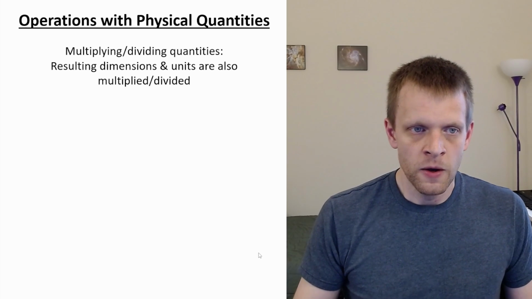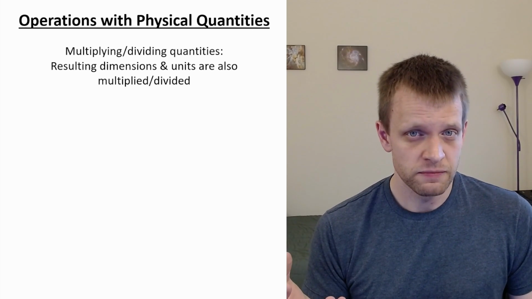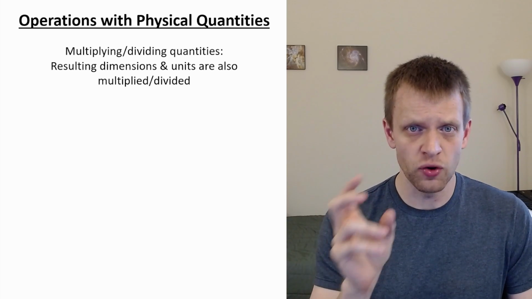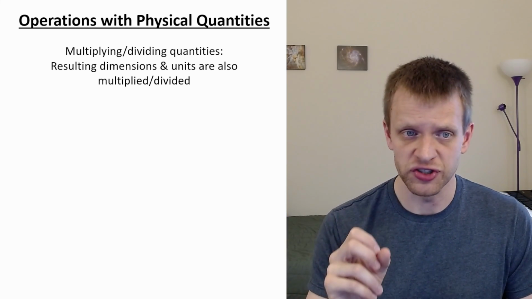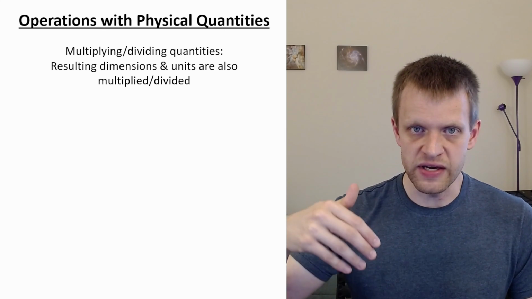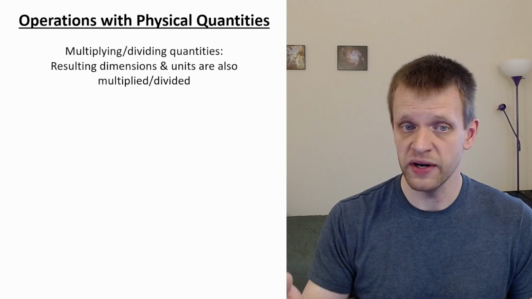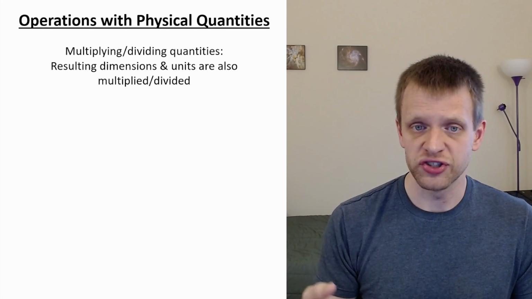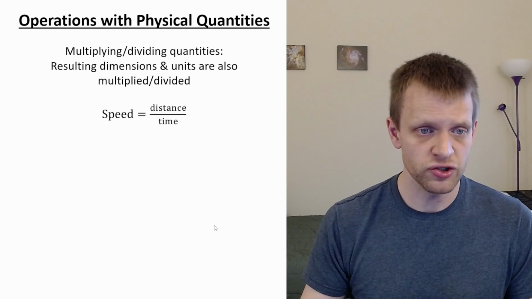Okay. But what if I'm instead multiplying or dividing quantities? So we said if I'm adding, subtracting, or comparing quantities, they have to have the same units. They have to have the same dimensions in units. If I'm multiplying or dividing quantities, the dimensions and units of the resulting quantity are also going to be multiplied and divided. So let's look at some examples of that.